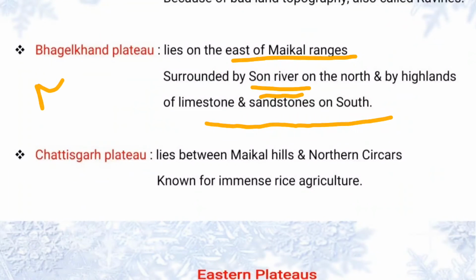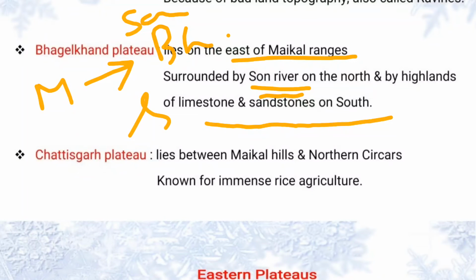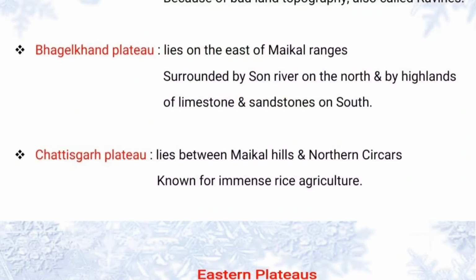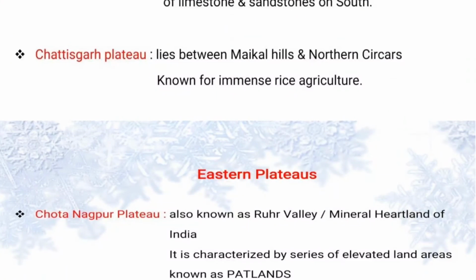So this is Mekal Range, and to the east of it is the Bundelkhand Plateau, and to its north flows the Son, and to the south you will find sandstone and the limestone highlands. Coming to the Chhattisgarh Plateau, the Chhattisgarh Plateau lies between the Mekal Ranges and the northern Sarkars.